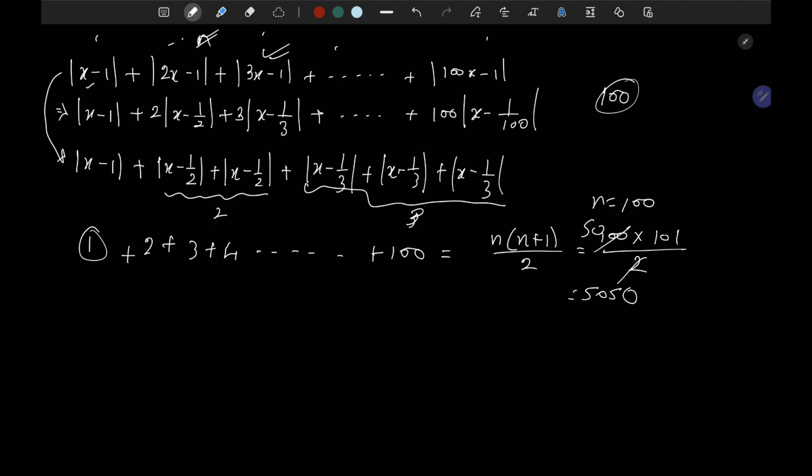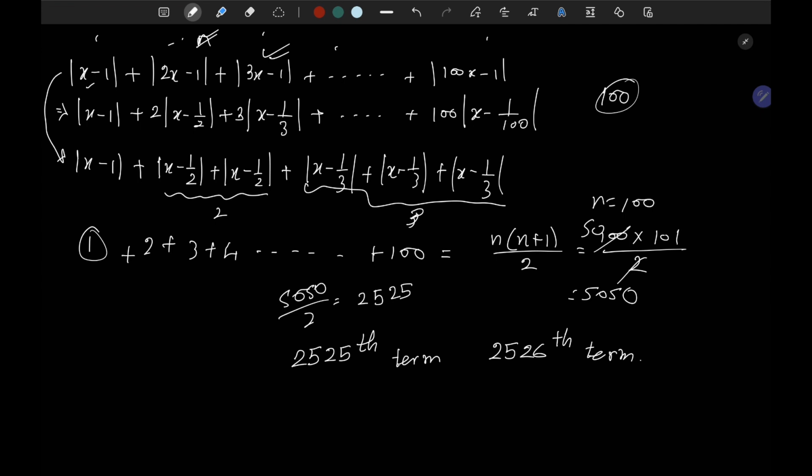So if we divide this 5050 by 2, you will have this number. So that means your minimum value will occur between this term and this term, right? So let's try to determine what these terms will be.